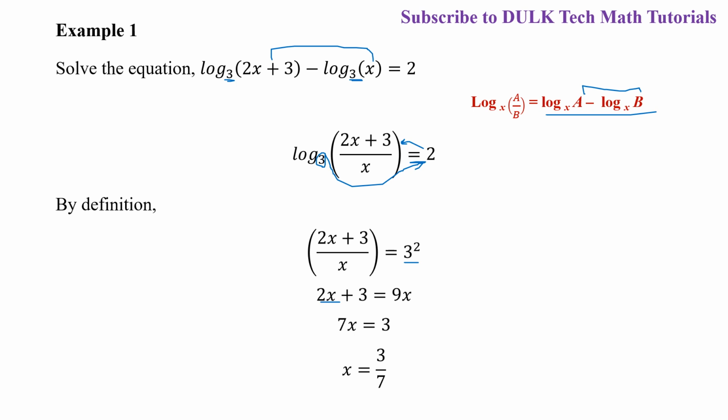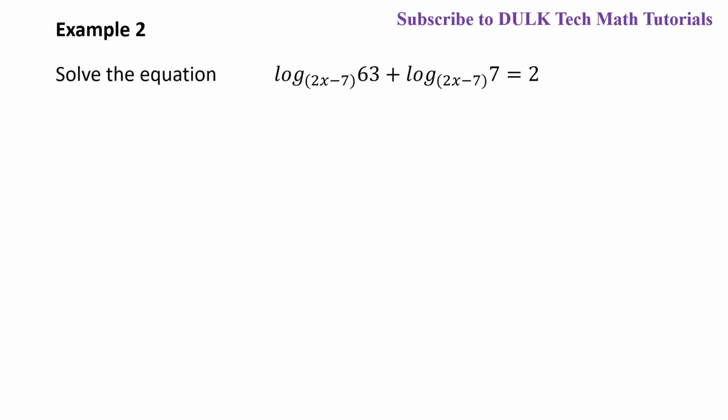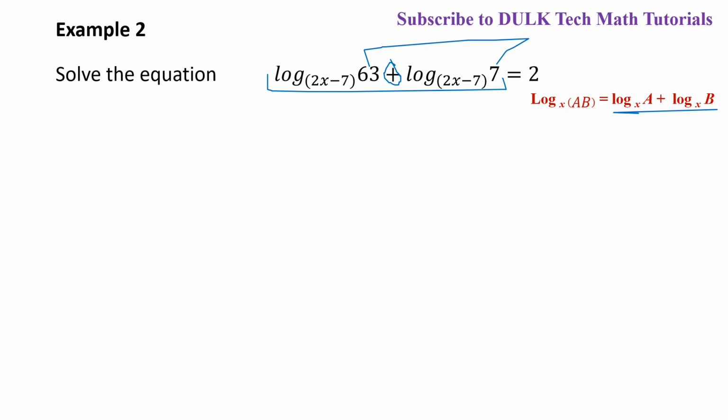Let's move on to our second example. Solve the equation. Likewise, let's express the left-hand side as a single logarithm. If you look, the bases are exactly the same, 2x minus 7, 2x minus 7. Since we are adding here, we are going to apply this law. When we are adding, we simply multiply A and B. So, likewise, we are going to multiply 63 by 7, like this.